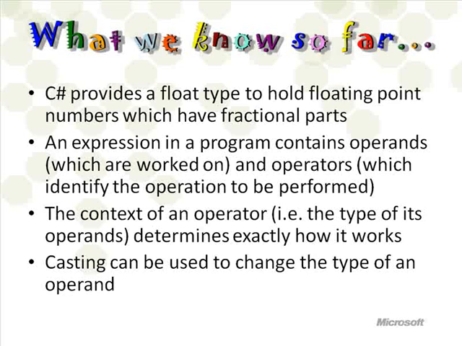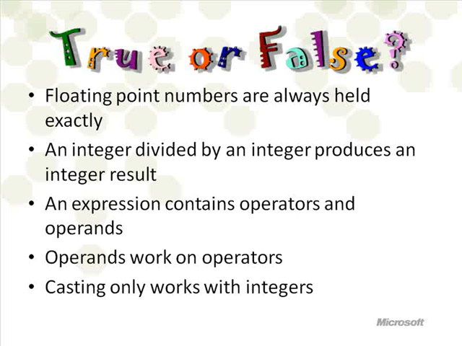Normally speaking, not a problem. If we want to change the rules, we have to use this thing called casting to force an operand to be a particular type. And that's what we've learned. Isn't this wonderful? Okay, true or false? Floating point numbers are always held exactly.